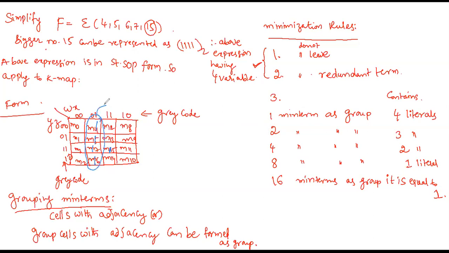So you can form it as one group, G1. And we have only a single variable left. Always we need to look for forming a bigger group. If you take the help of the adjacent M7 cell, you can form a bigger group with two cells. This is G2. And how to write the expression for G1 and G2?